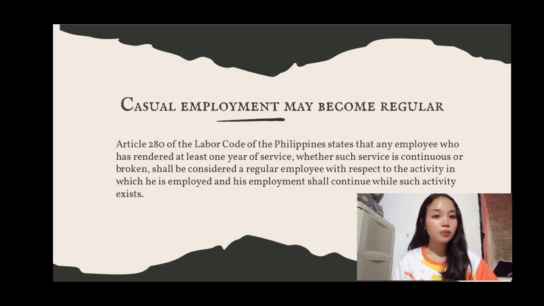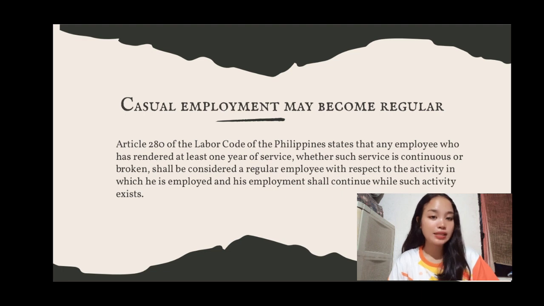An example of casual employment that may become regular is a construction worker hired for a building construction project. Initially, he may be considered casual due to the temporary nature of the project. However, if after 1 year he continues to work on the same project or on other projects for the same company, he may be deemed a regular employee under Article 280 of the Labor Code of the Philippines. His work as a construction worker would be considered regular as long as that activity persists.